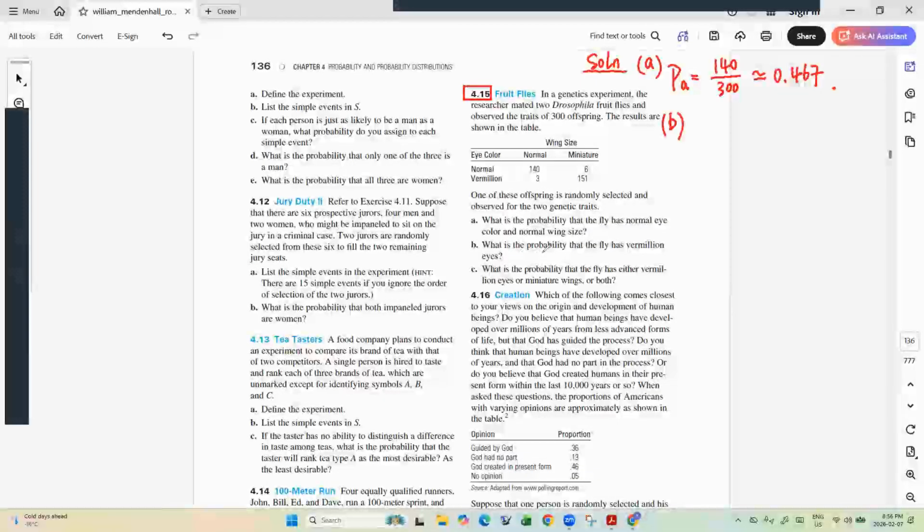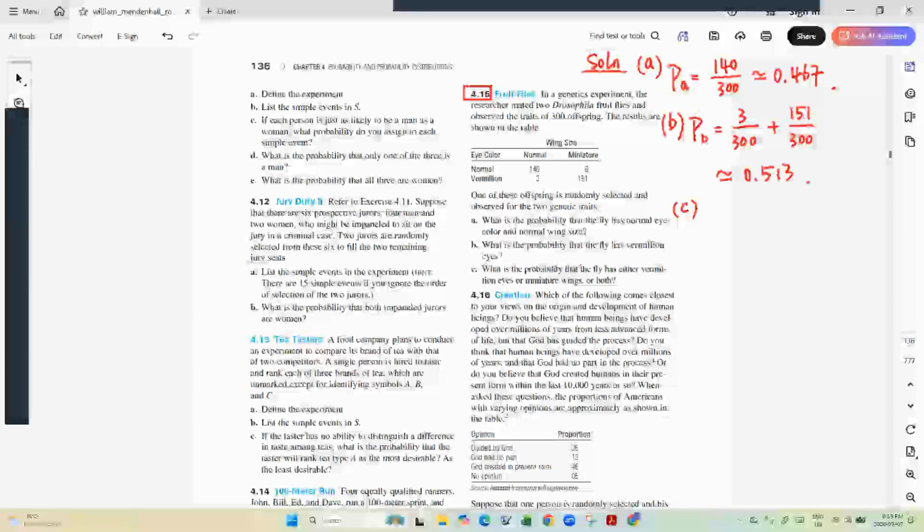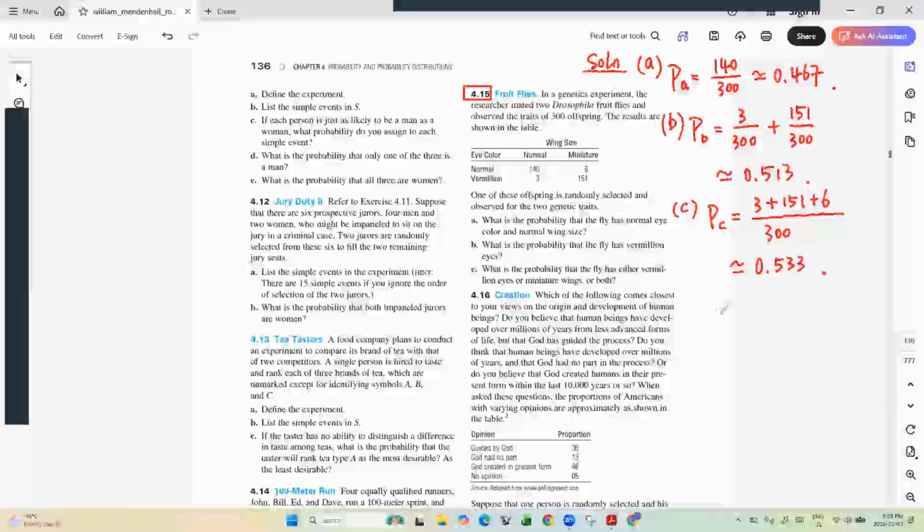What is the probability that the fly has vermilion eyes? We get this result. What is the probability that the fly has either vermilion eyes or miniature wings or both? We get this result.